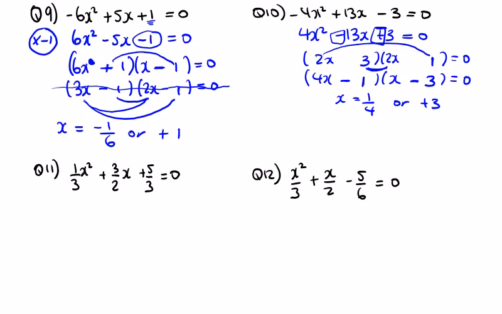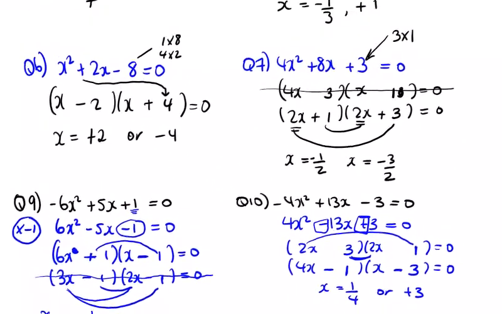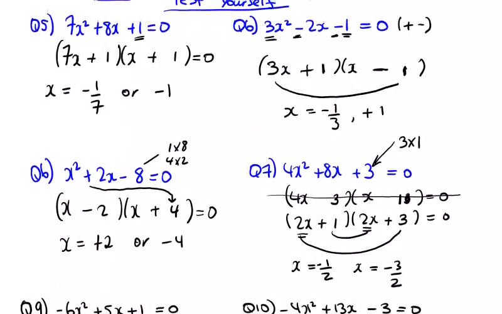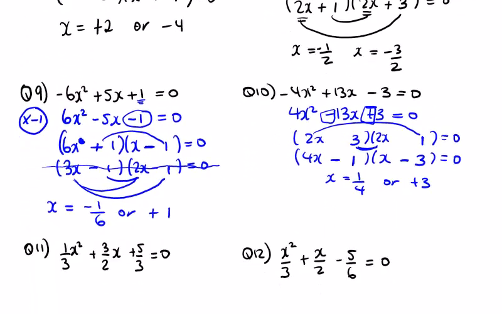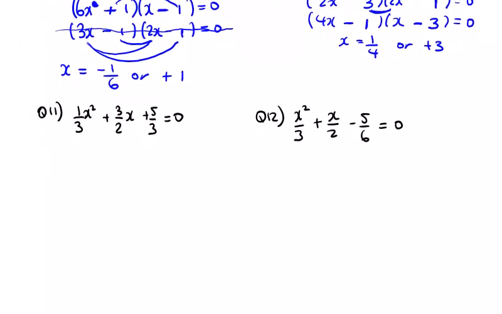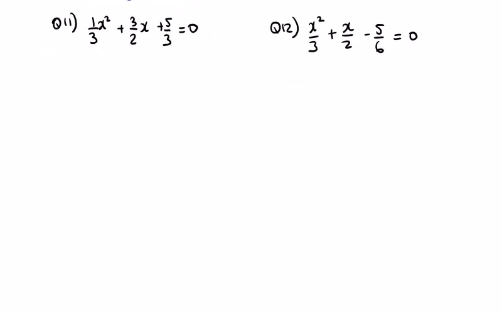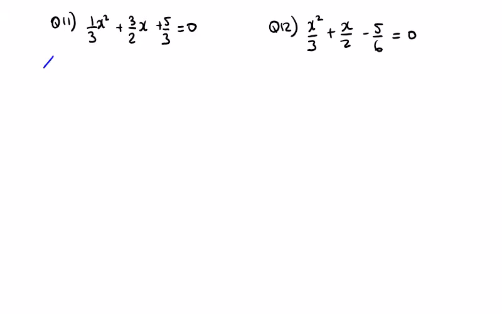Now, question 9, 10, 11, and 12. Some of you probably noticed question 6 and question 6. So that's why the order is a little bit off. Let's not worry about semantics. What are we multiplying here by to get rid of these algebraic fractions? We're multiplying by 6.